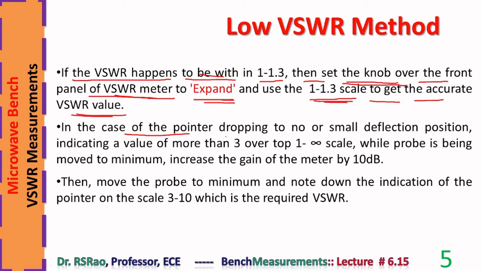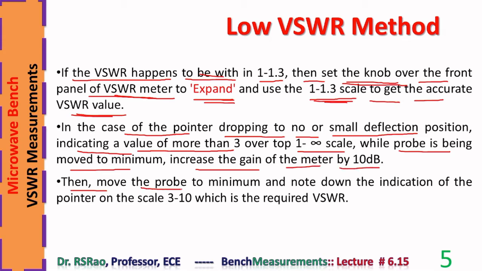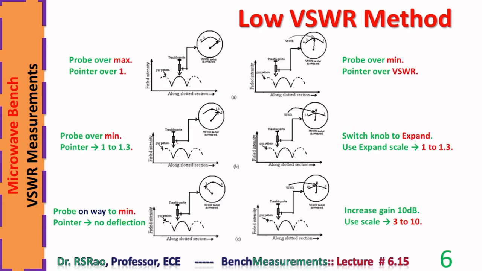In the case of the pointer dropping to no or small deflection position, indicating a value of more than 3 over the 1 to infinity scale while the probe is being moved to minimum, increase the gain of the meter by 10 dB. Then move the probe to minimum and note down the indication of the pointer on the scale 3 to 10, which gives the required VSWR of the standing wave. Here the basic features of the low VSWR measurement method are described.